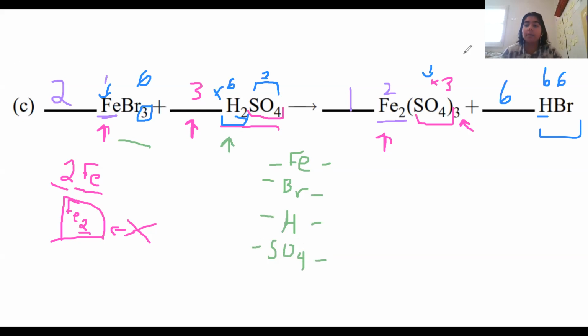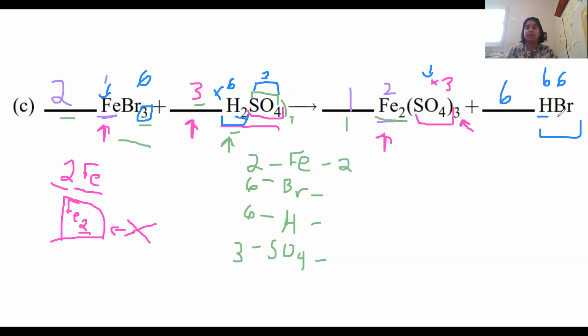So, there we go. So we have how many Fe's here? We have 2 times 1, which gives us 2. How many Br's? We have 3 times 2, which gives us 6. How many H's? We have 2 times 3 gives us 6. And how many SO4s as 1 unit? We have 3 times this 1, because we only have 1. That gives us 3, right? And then Fe's over here, we have 2 times that 1 coefficient, which gives us 2.